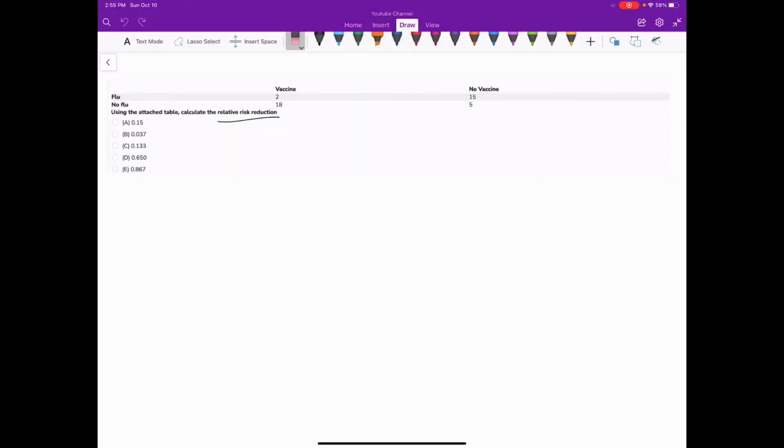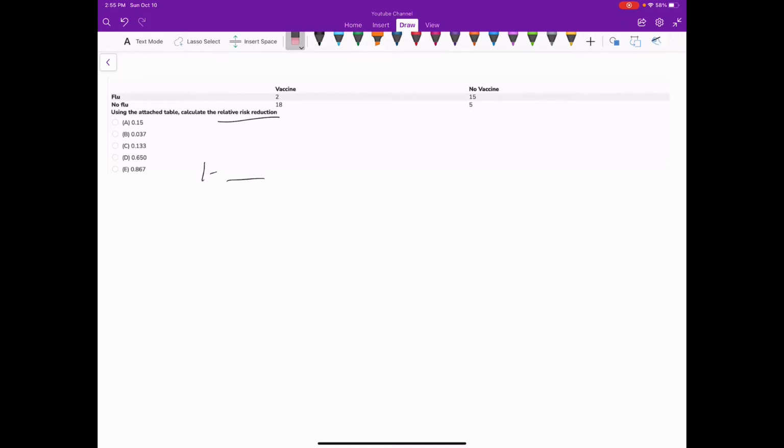Okay, so I'm going to go over some practice questions here. The first one is, using the attached table, calculate the relative risk reduction. I didn't talk about this in the first video, but I'll go over it now. It's not too bad. All it really is is 1 minus RRR. Well, what is RRR? Relative risk reduction.